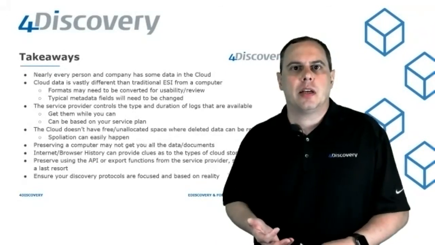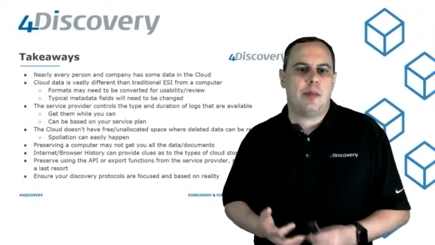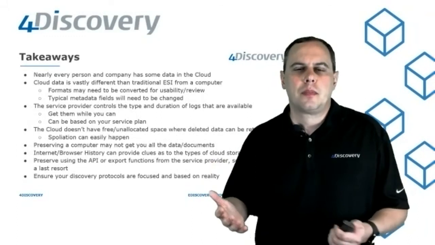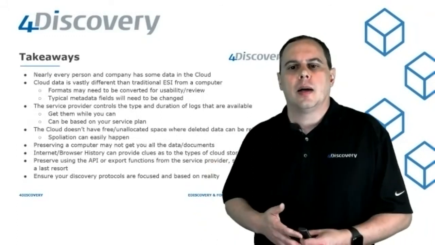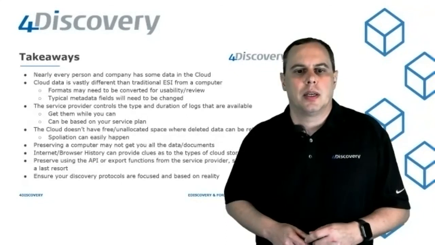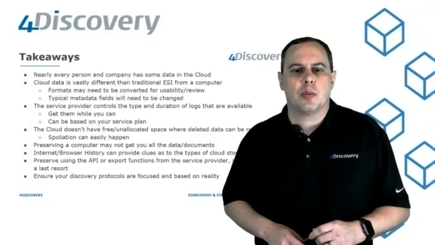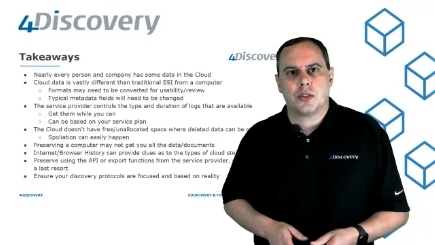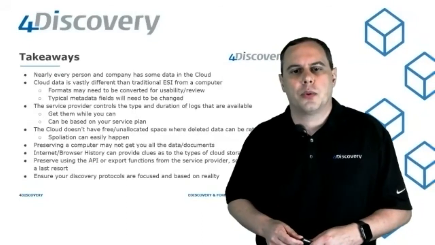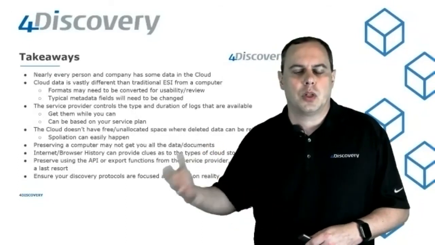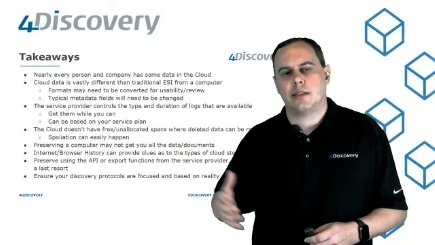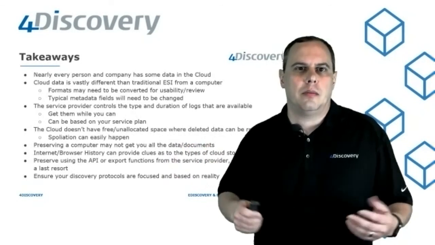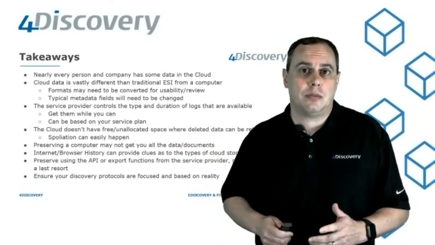Best case scenario is you're going to be able to preserve using that API or some sort of export functionality that's available from the provider. If you don't have access to that, screen capturing is that last resort. And make sure that all of your discovery protocols are focused and sort of based on reality. Don't ask to image an Office 365 server. Don't ask for backups from cloud service providers from specific dates and times if they're not available. Make sure you research what you're really looking for and make sure your discovery protocols actually match what that provider offers.